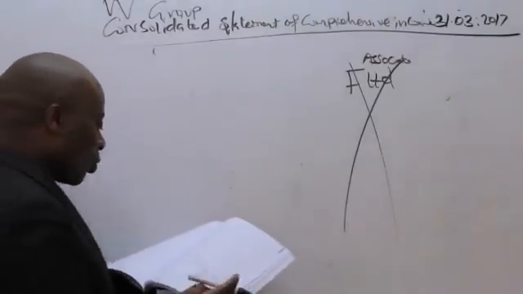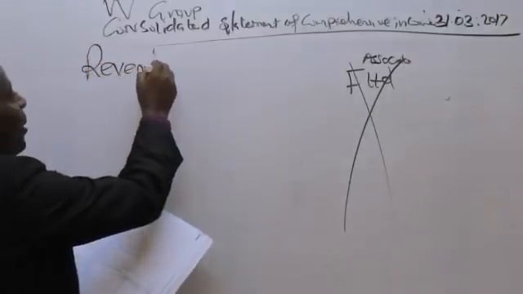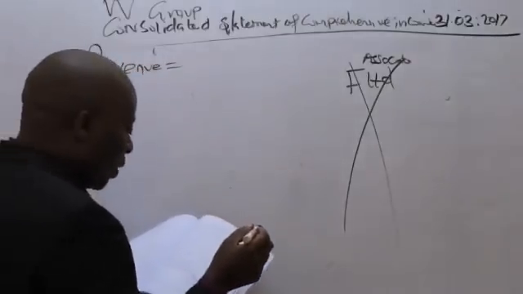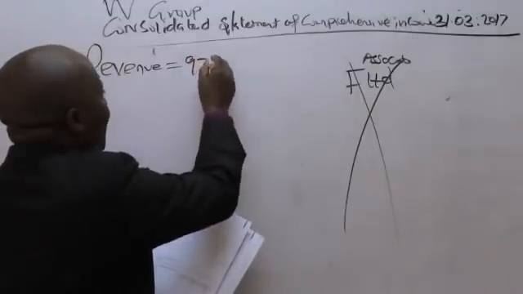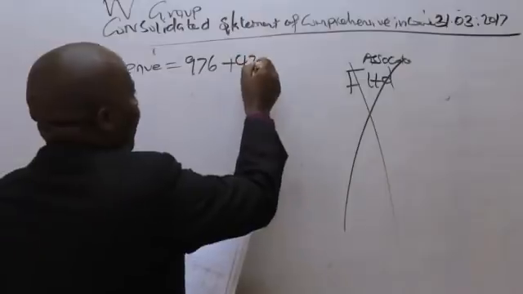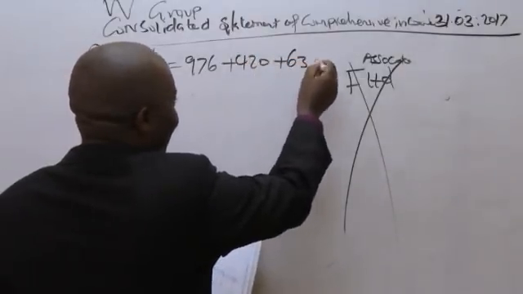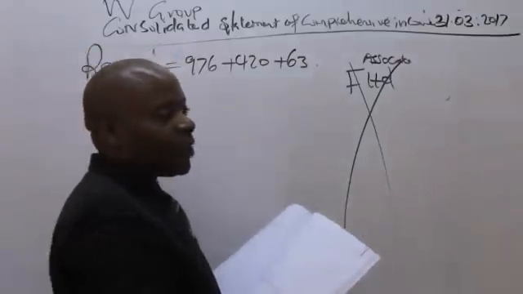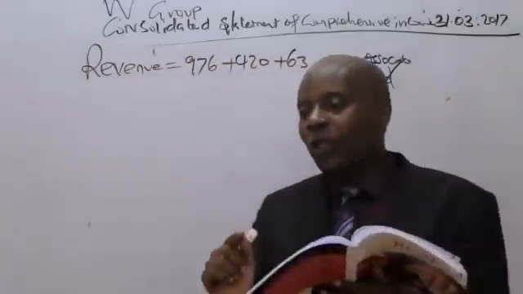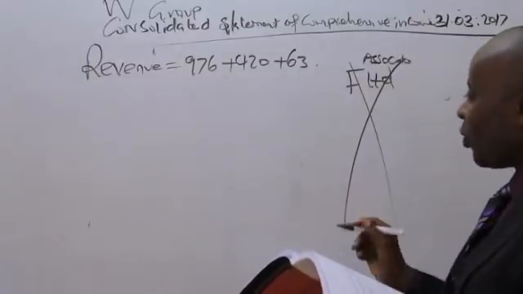So line by line is quite a simple thing. So I'll come and talk of revenue. The way I've been given their revenue, ladies and gentlemen, the first one is 976 plus 420 plus. Consolidation is quite a simple thing. I'm only adding 63. For the sake of the students that are just joining us, we studied this question quite earlier and we forgot to record.